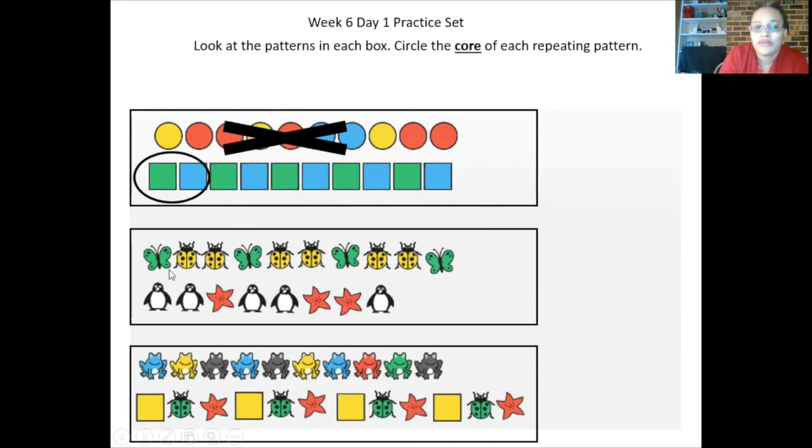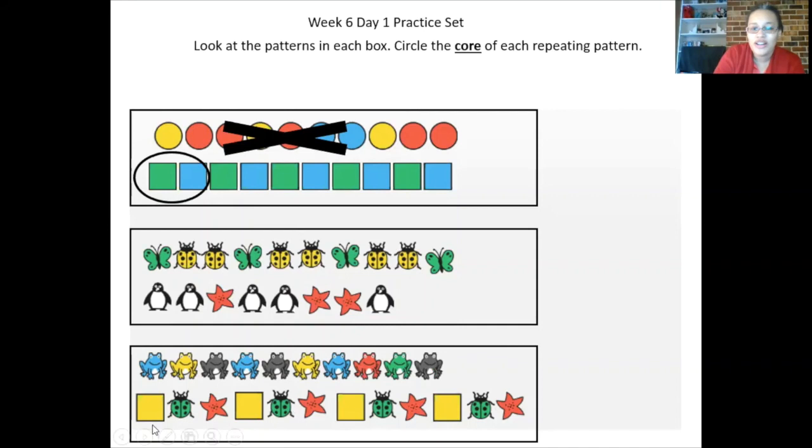Look at this one. I see butterfly, ladybug, ladybug, butterfly, ladybug, ladybug, butterfly, ladybug, ladybug, butterfly. Then penguin, penguin, starfish, penguin, penguin, starfish, starfish, penguin. Which one in the box is the repeating pattern? Right. So you're going to work on this one and this one on your own.